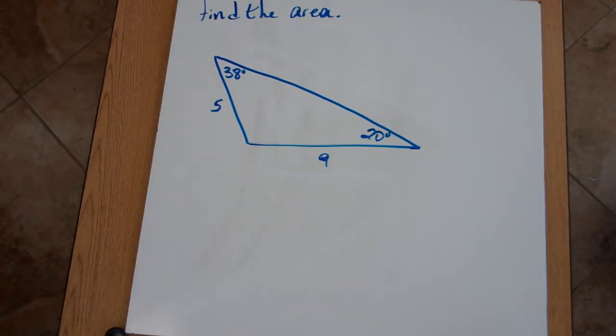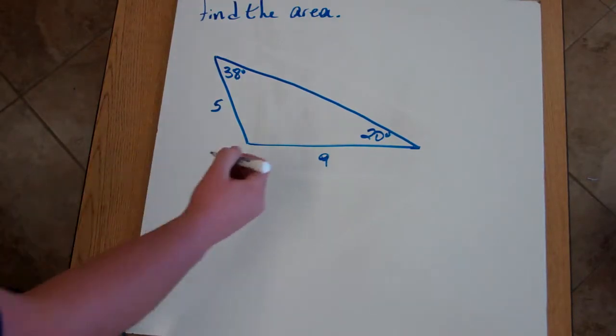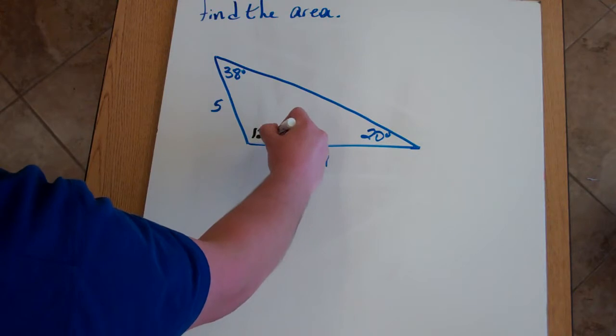So what are we going to have to do? We're going to have to solve for it, because this is not in the side, angle, side format. The good thing is we have the other two angles of the triangle. So what we have to do is add them together and get 58, and subtract 58 from 180 to get 122 degrees for this angle.